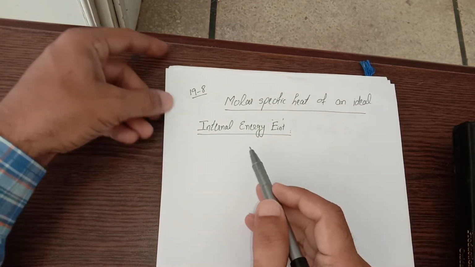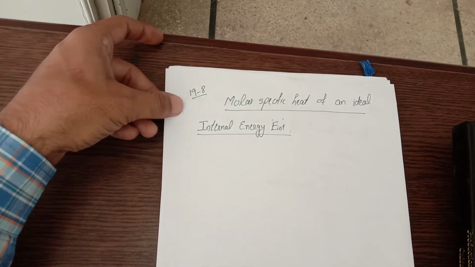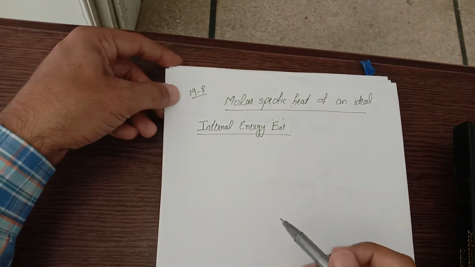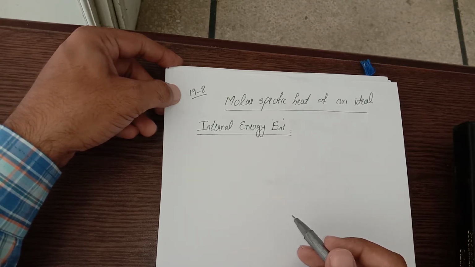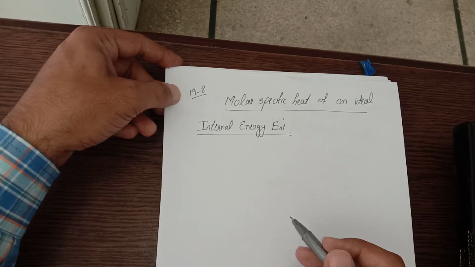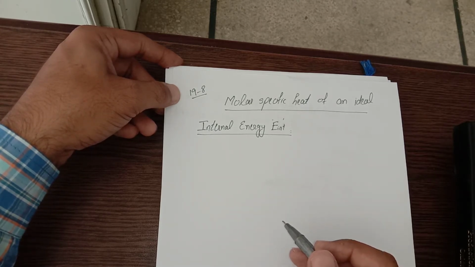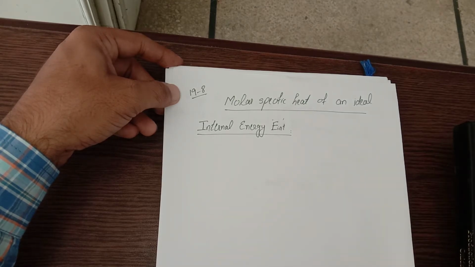Now in discussing internal energy, I would first say that I am looking forward to derive the expression for the internal energy of a monoatomic gas like helium, neon or argon. I am taking monoatomic gas because it has a single atom and the monoatomic gas has only translational kinetic energy, whereas diatomic and polyatomic gases have not only translational kinetic energy but they also have rotational kinetic energy.